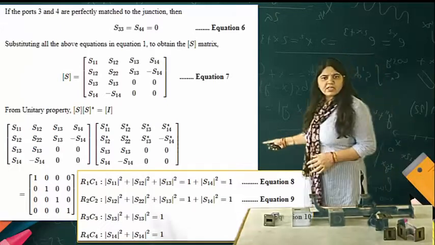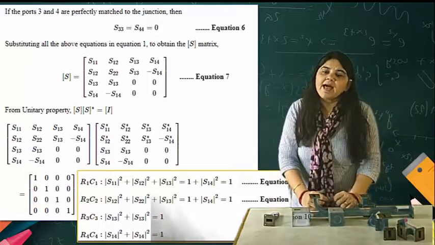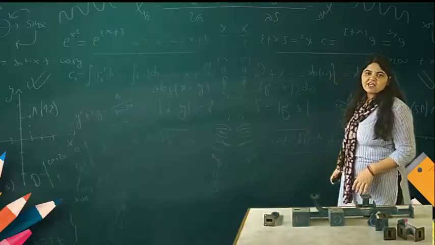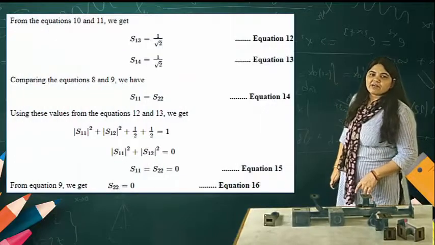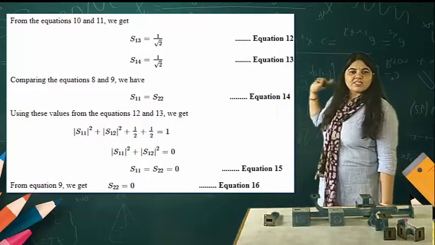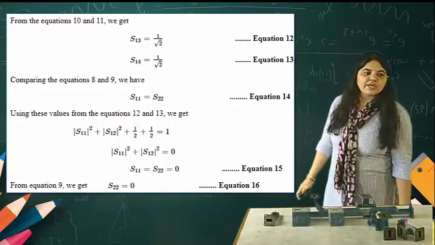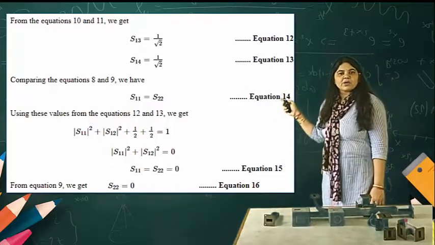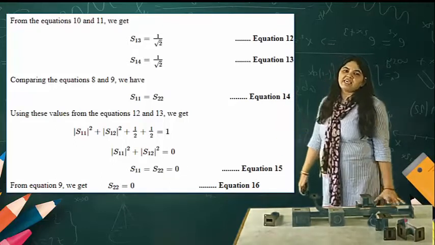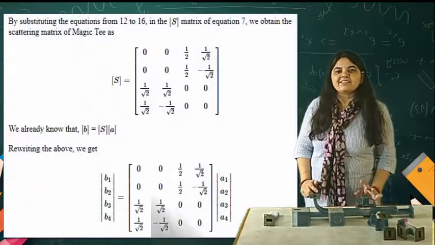Here we have written R1C1, R2C2, R3C3 and R4C4. This way you can solve it, and after solving that equation, I have the values for all the components. S13 is 1 by root 2, S14 is 1 by root 2, then S11 is equal to S22, and we can have all these values. So now we are putting all the values inside the equation.